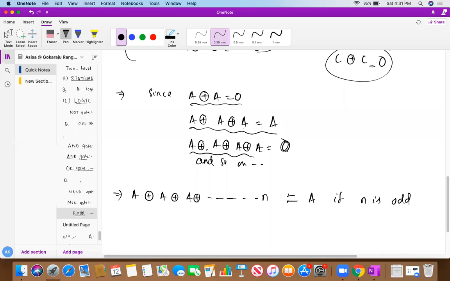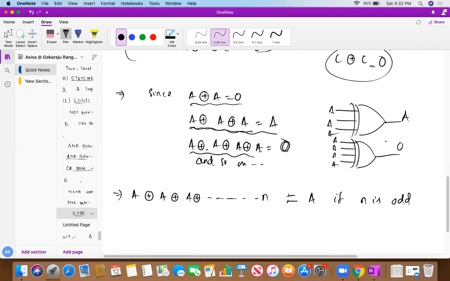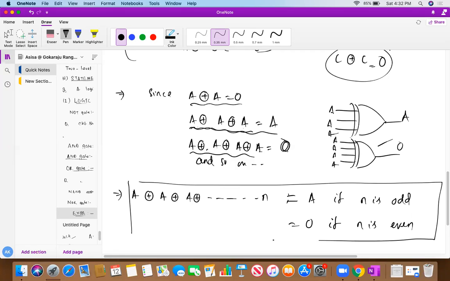If n is an odd number, all these are A, so the output will be A. If I have an even number of terms, then I am going to get 0. So this is the peculiar phenomenon of the XOR gate. It is 0 if n is even. Very important points, students. I have discussed very important points about the XOR. Do you all understand?